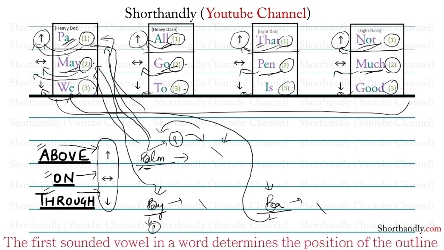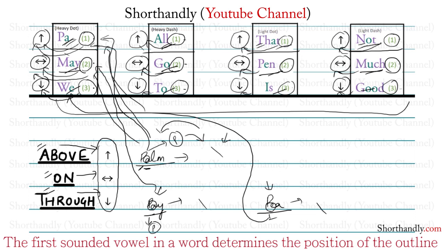be making the first outline for that word on the line, as we can see the on the line symbol on all these second place vowels. Likewise, here we can see the third place vowels like V, two, is, and good. All these are third place vowels. So whenever we have any word where the first vowel sound is a third place vowel, we will always be making the first outline for that word through the line, as we have this through the line symbol on all these four vowels, which are third place vowels.